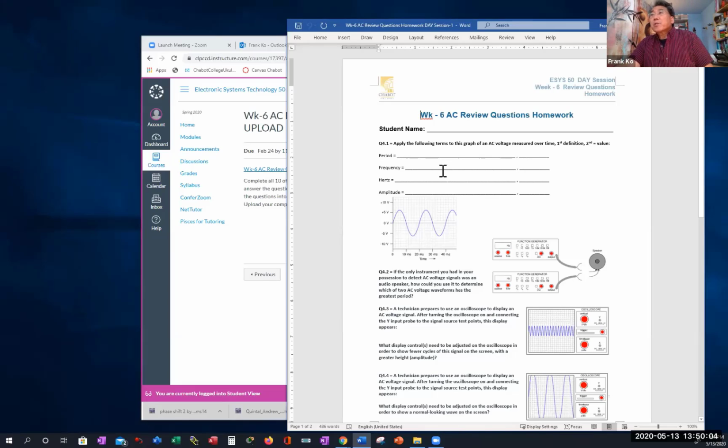Apply the following terms to the graph of the AC voltage measured over time. First the definition and then the value. So how do you define what is period? We're looking for a definition first. So the definition should be what?